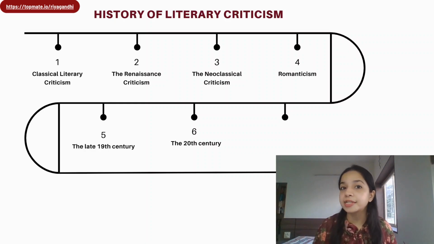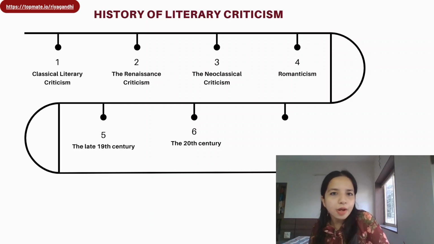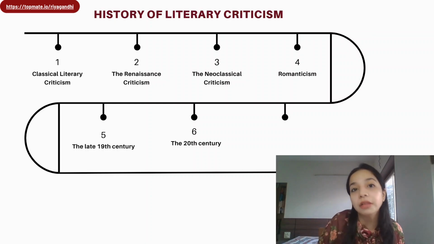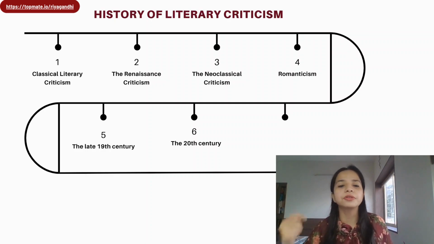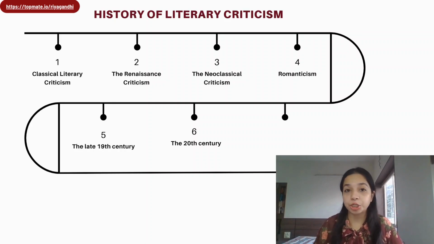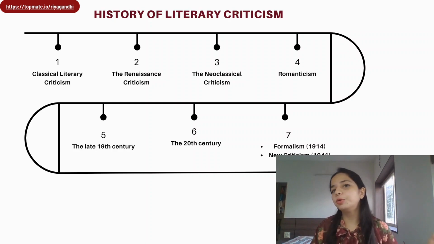Movements like Surrealism, Dadaism, Futurism, Imagism, Vorticism, and all of that created a huge impact on not just literature, but also literary criticism. Now, all of these influences, especially the linguistic influence, led to the development of two major literary movements, namely formalism and new criticism.